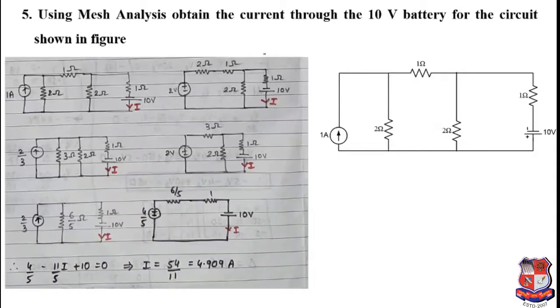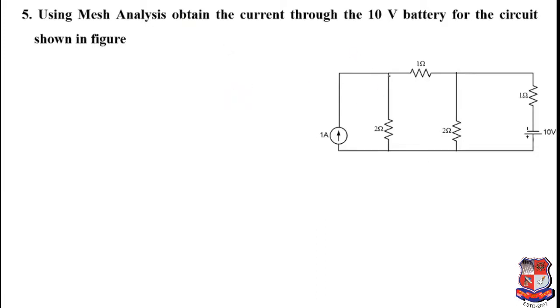So over here, what is done is that we need to find the current through this 10 volt battery. So how can it be done? You have to take one loop over here, a second loop over here. Only two loops are enough, because this 1 ampere will be flowing here. So this 1 ampere will be flowing here.